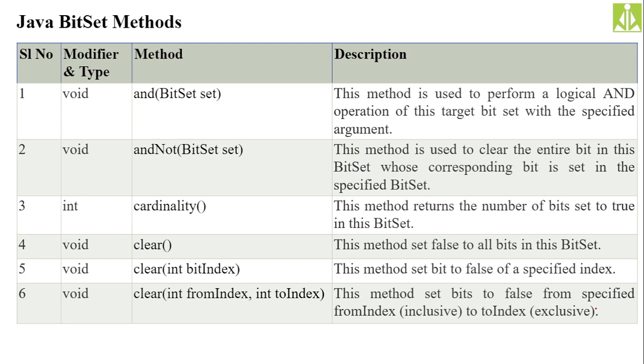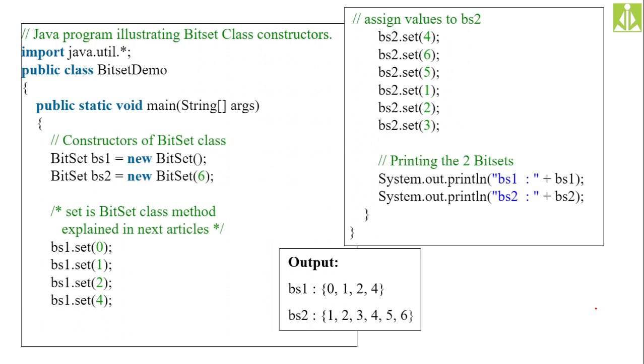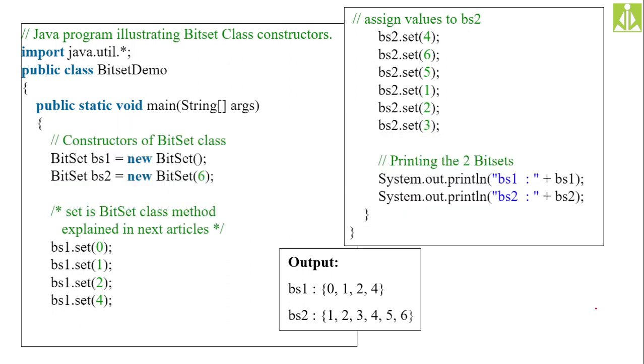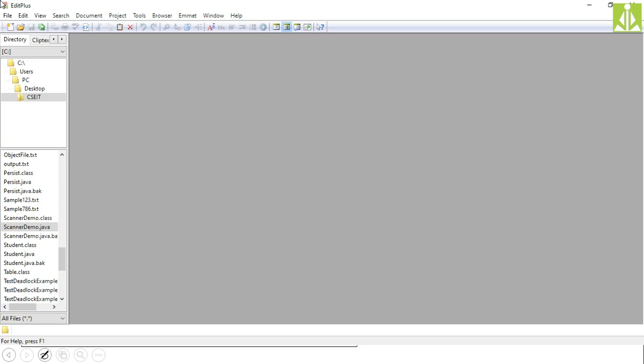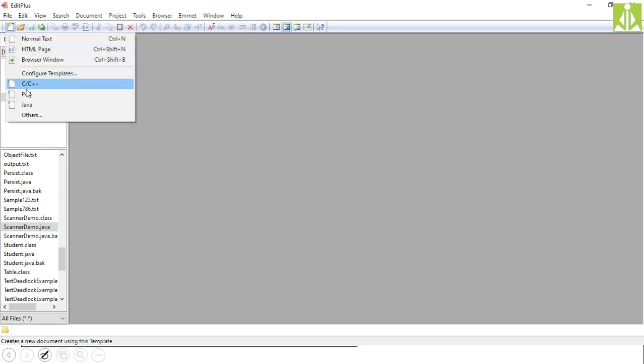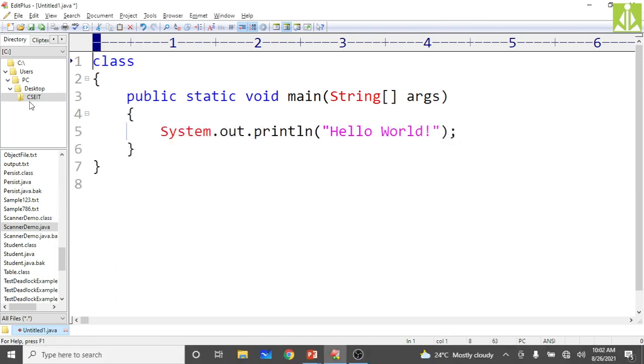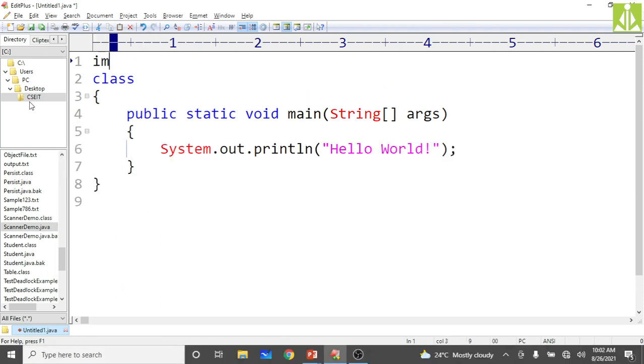Then a program example you have to give, showing how we can create this BitSet object in our program and how we can perform the different types of operations on this BitSet object. So quickly we will see the demonstration of this BitSet class in our EditPlus. Go and open a Java program, and as it is under the util package, you need to import the util package.